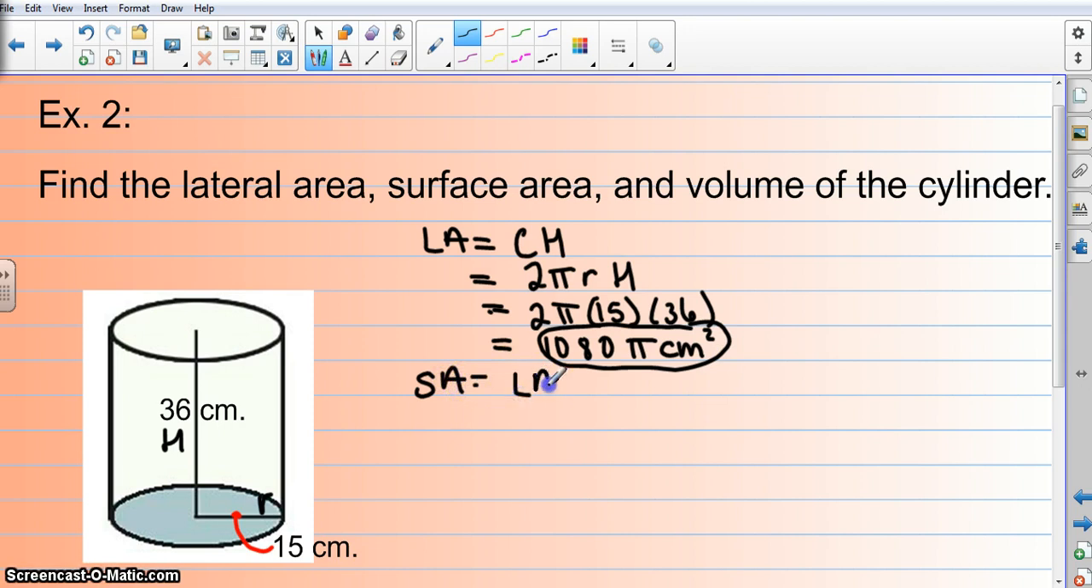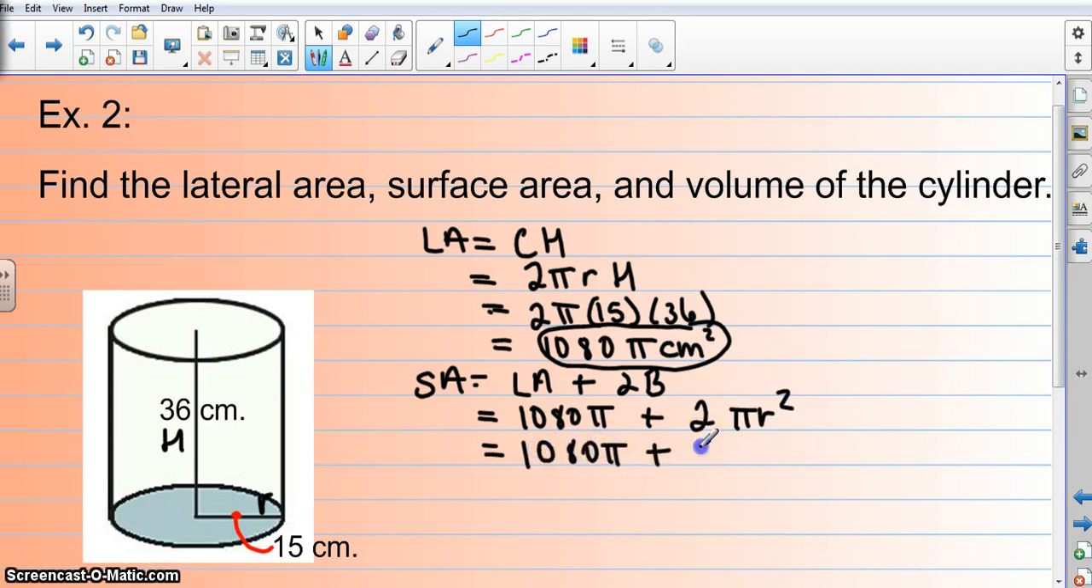Surface area, remember, is lateral area plus 2 base areas. So from above, the lateral area is 1080 pi plus 2 base areas. Remember, the area of the base is pi r squared because it's a circle. So I have 1080 pi plus 2 pi 15 squared.